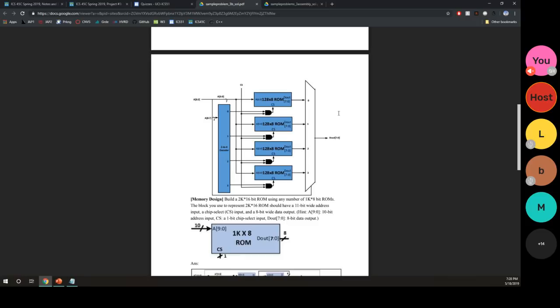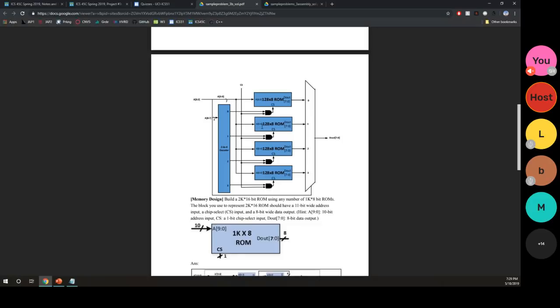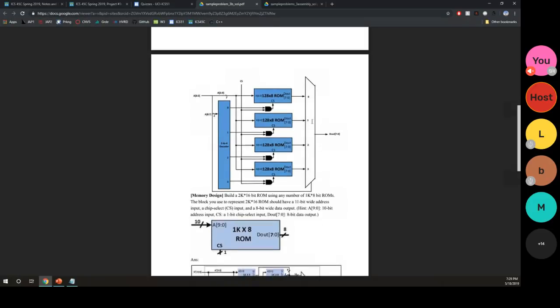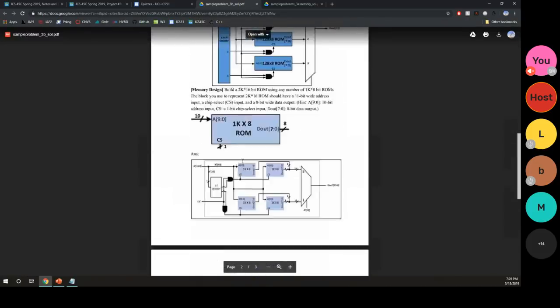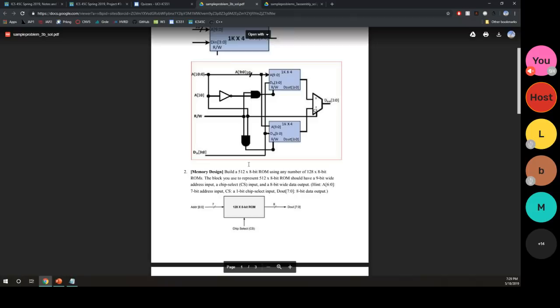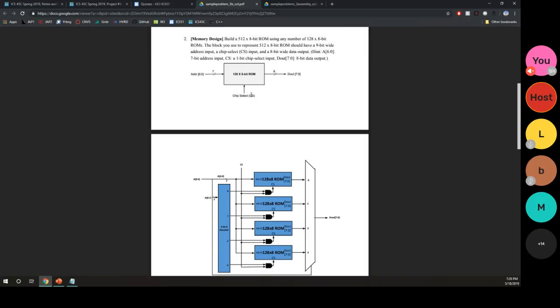I just know that it's RAM, random access memory that you can read or write to. And so that would be an example for this one, DRAM or SRAM. And then just know that ROM is only read-only memory. And so that's why we only have the chip select.